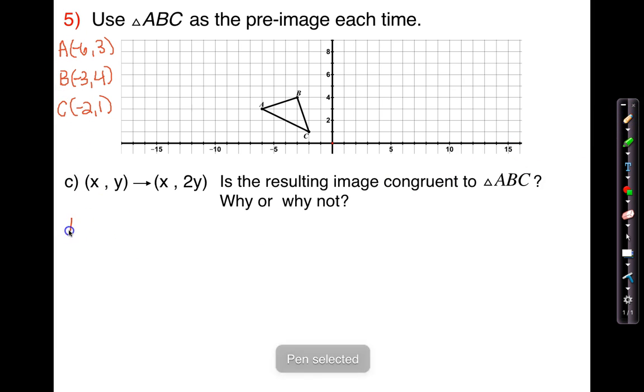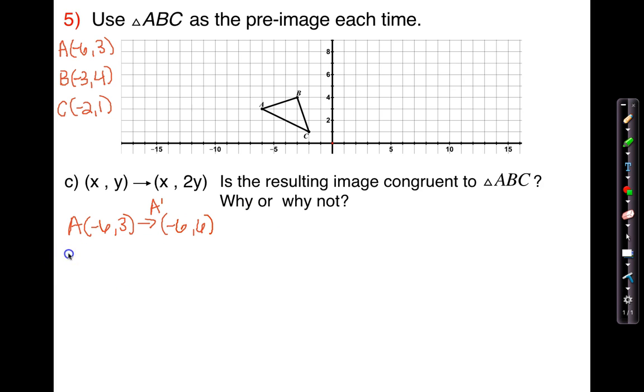So starting with A, which is -6, 3, I need to keep x the same, so that's negative 6, but I'm going to double y, so 2 times y. So 2 times 3 is 6. So this is my A prime.